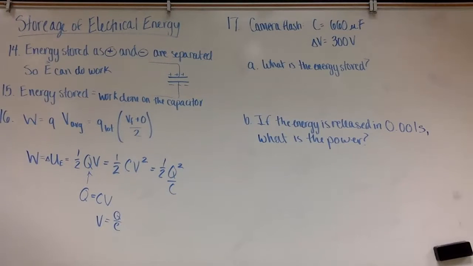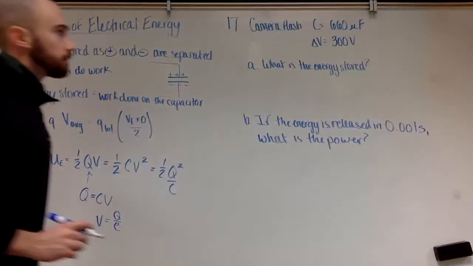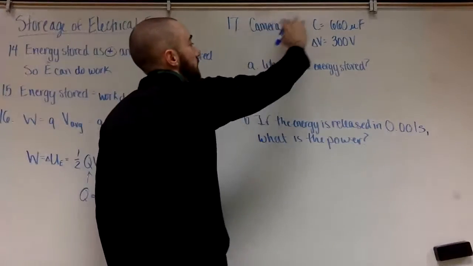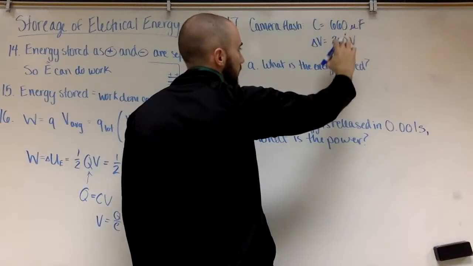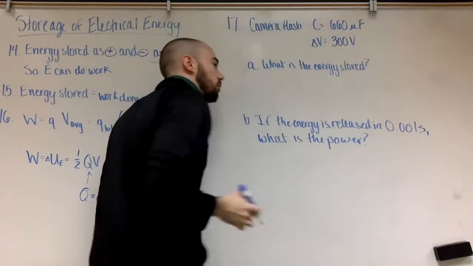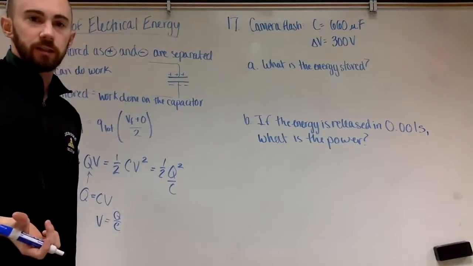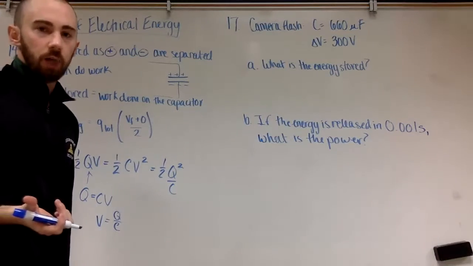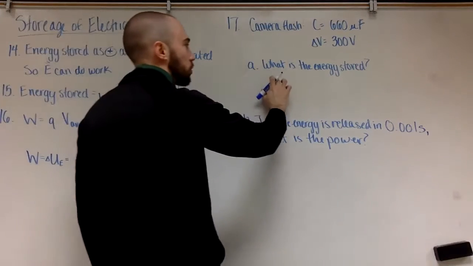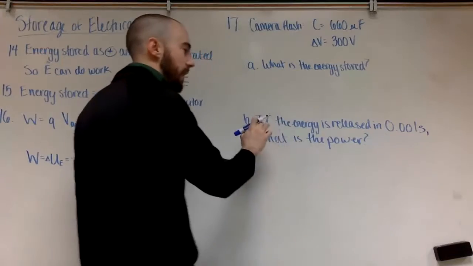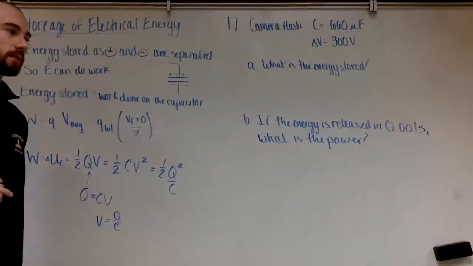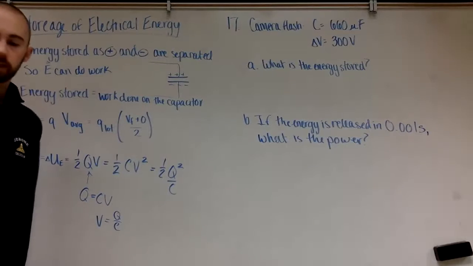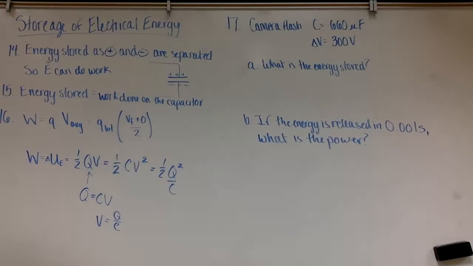So now, based on that, I would like you guys to try out this problem over here. A camera flash has a capacitance of 660 microfarads and a potential difference across it of 300 volts. So I want you to take a second, pause the video, and try to solve for what is the energy stored on this capacitor. And then if I release all of that energy in 0.001 seconds, I want to know what the total power is. So take a second, pause the video, try it out.